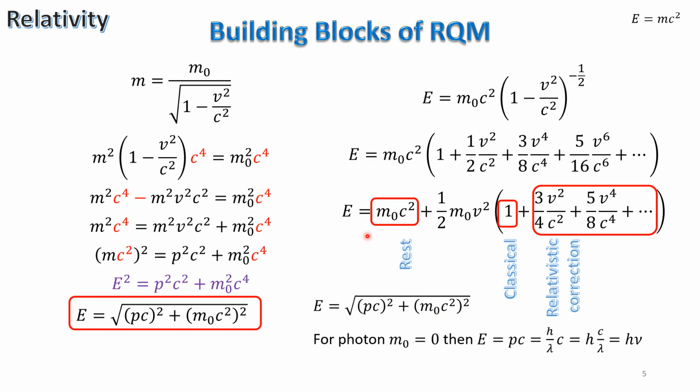Now we have E equal to the square root of (pc) whole squared plus (m0 c squared) squared. For a photon, the rest mass is 0. Therefore, this equation becomes E equals pc, where momentum by the de Broglie hypothesis we can write as h upon lambda, and then h times c upon lambda we can write as h nu. So here E equals h nu is Planck's hypothesis. Here we are combining two things: one that comes from special relativity and the second that comes from quantum mechanics.